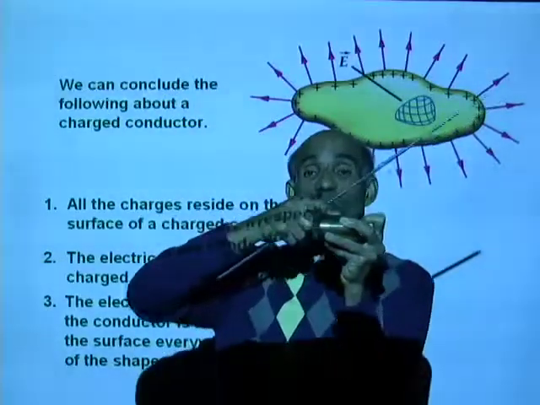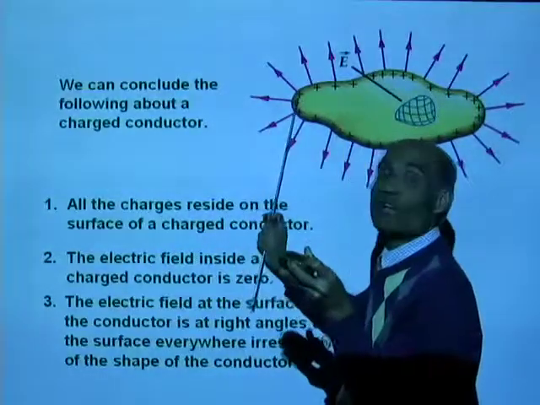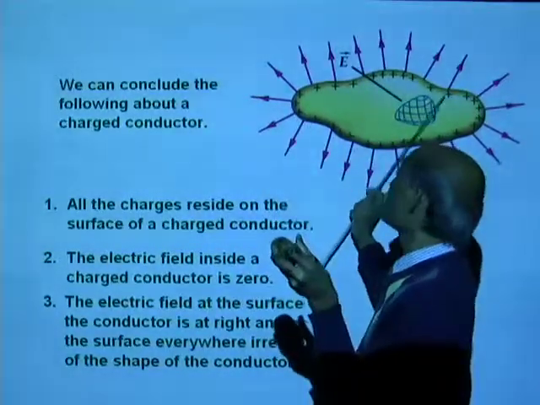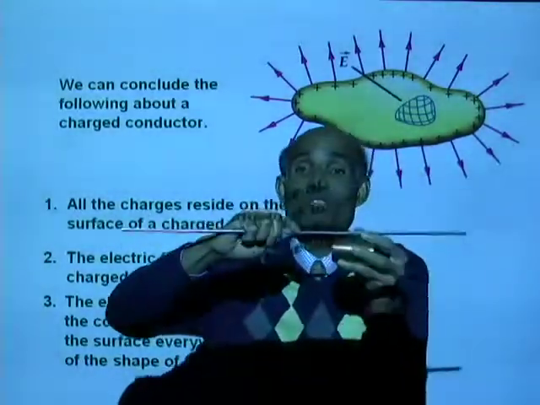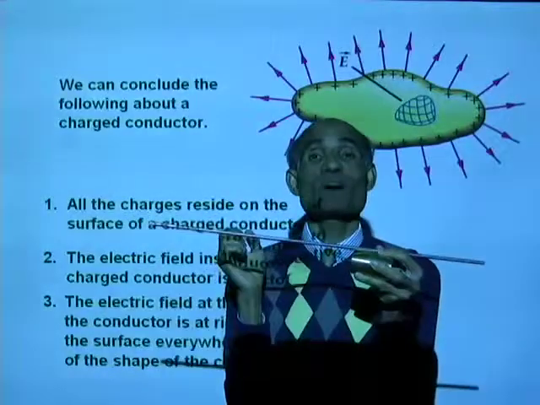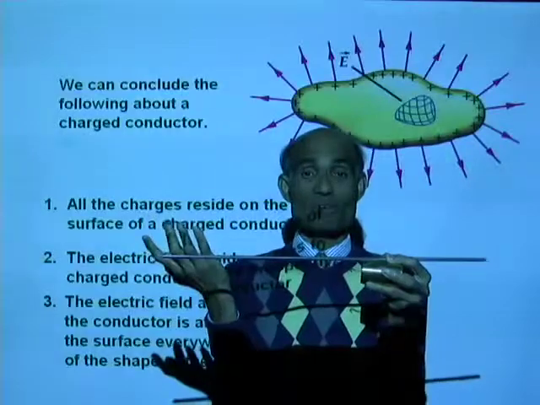And if there is a component of the field along the surface, that electric field will make these electric charges move. Again, it will create a current on the surface of the conductor. Since that doesn't happen, we know it doesn't happen.